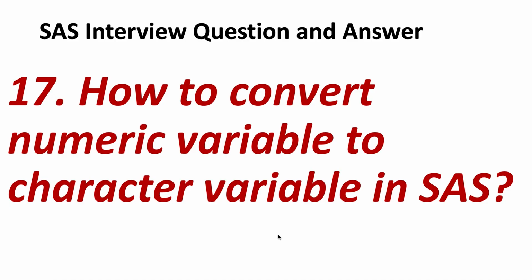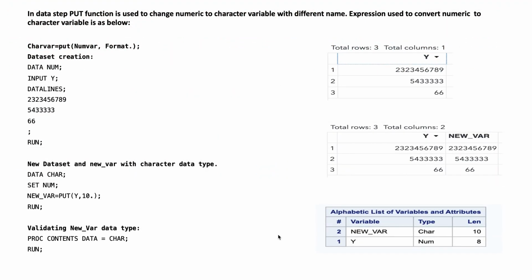Question number 17. How to convert a numeric variable to a character variable in SAS? This question is asking how you change a numeric to a character variable type in SAS. In a SAS data step, the put function is used to change a numeric to a character variable with a different name. The syntax is given here, where char equals put(numVar, format). Char means the character variable, put is the function, numVar means the numeric variable, and then the format.